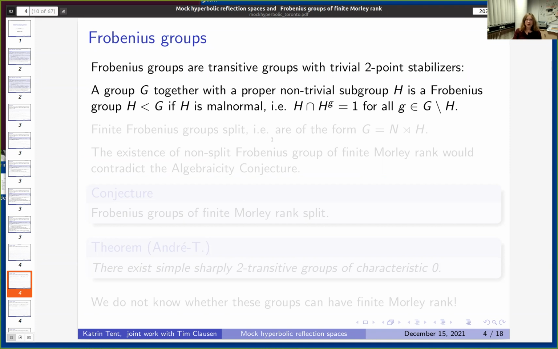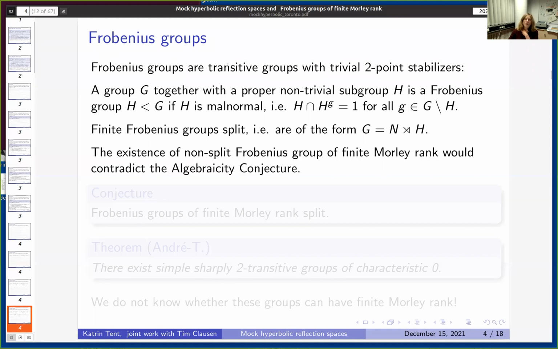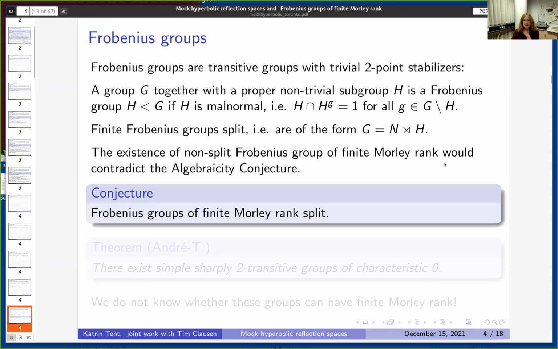So Frobenius showed in the beginning of the 20th century that finite Frobenius groups are always split. And by the way, of course, this covers finite sharply two transitive groups. They were known to split even before that. But in the finite case, they all split. And in fact, if there were non-split Frobenius groups of finite Morley rank, then this would actually contradict the algebraicity conjecture. So the conjecture is that the Frobenius groups of finite Morley rank should split.